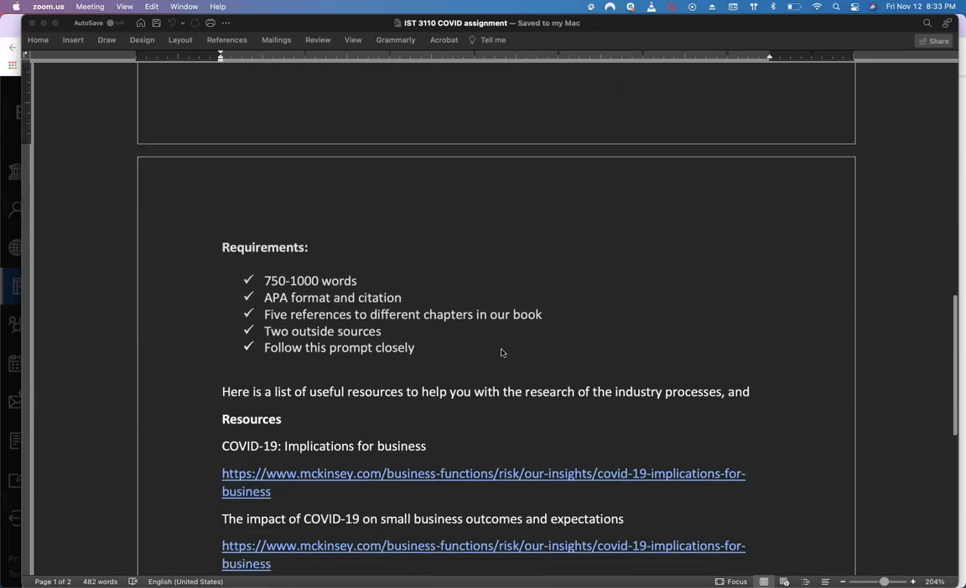And then, of course, I have the requirements. They're very clear. As you can see, you have your 700 to 1,000 words, APA, 5 references to different chapters or topics in the book, 2 outside sources, and making sure that you follow this prompt closely. If you follow this prompt closely, there shouldn't be any problems.